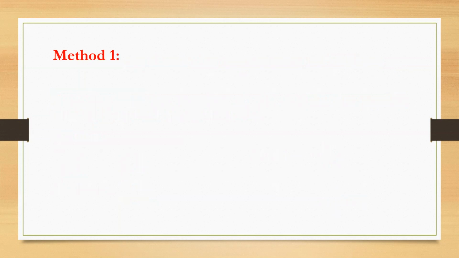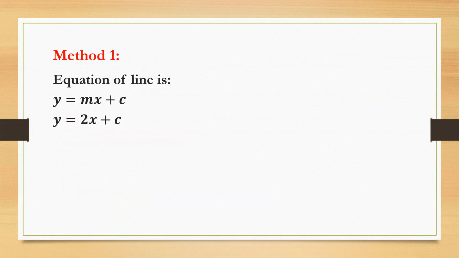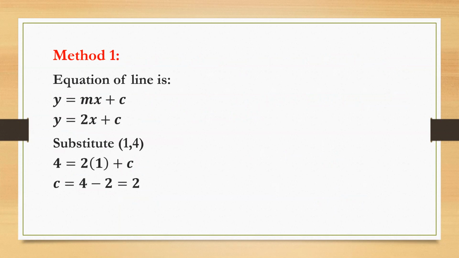Now, to find the equation of the line, we have two different methods. Let us look at the first method. So here I'm going to use the formula y equal to mx plus c. Remember, m is the gradient and c is the y-intercept. So here the gradient is 2. I will have y equal to 2x plus c. Now I can either substitute the point 1, 4 or the point 3, 8. So here I will replace the x coordinate by 1 and the y coordinate by 4. I will then obtain the value of c as 2. So the equation of the line is y equal to 2x plus 2.